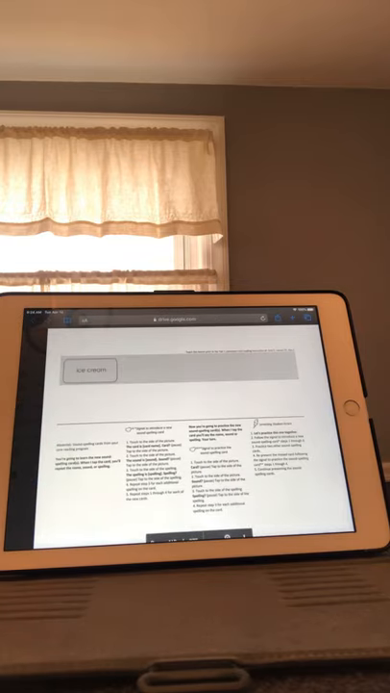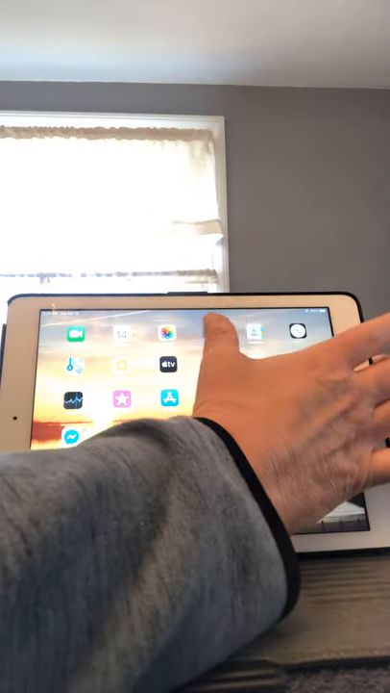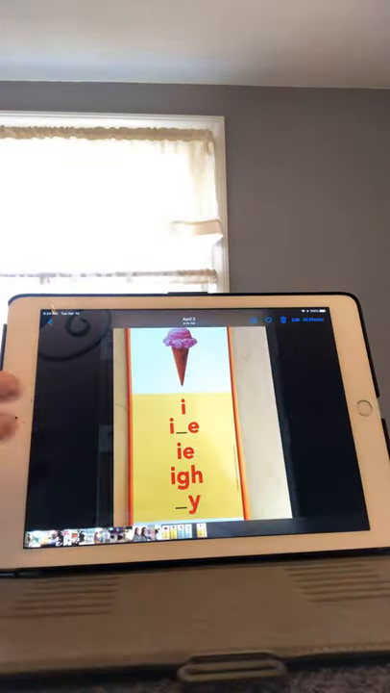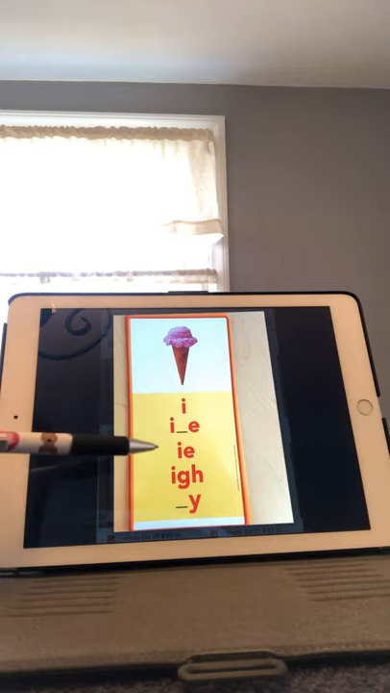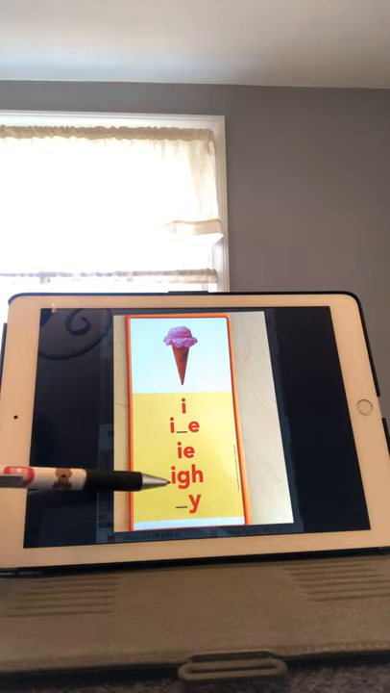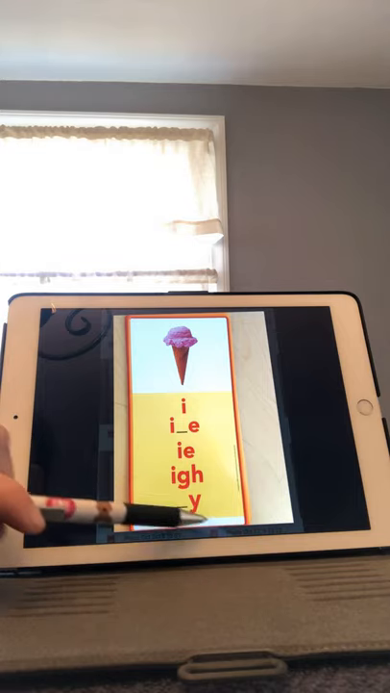Okay, so our sound spelling card for today is ice cream. I'm just gonna pull it up here. There it is. Here we go. Card, sound, spelling. Good job, boys and girls.